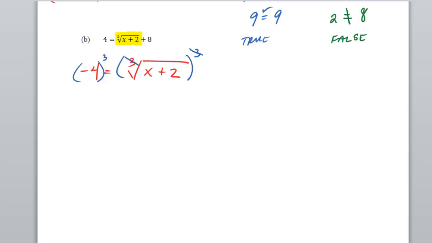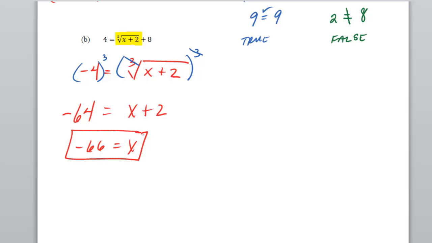The root and the power cancel out here. Now, I have a negative value being raised to an exponent. As always, you should use parentheses to do this, and you should also have a pretty good idea of what type of sign is going to come out of an even or odd power. So this is actually going to equal negative 64, so x plus 2, and then x is going to equal negative 66. Now, if you were unsure whether you did the power correctly, you could always check the negative 66 back in the original equation, just like we did for the extraneous solution. So those are two other types of examples of solving radical equations.